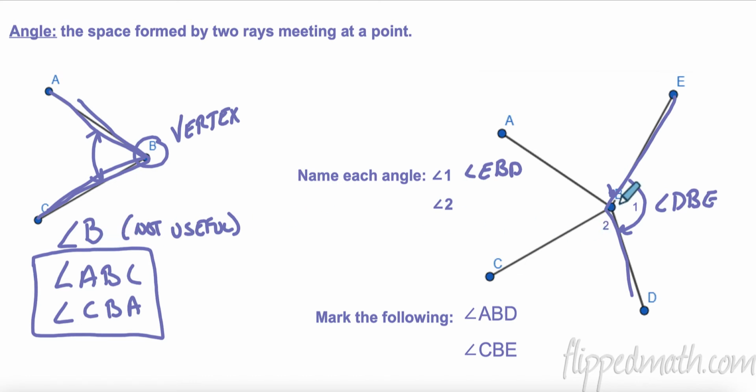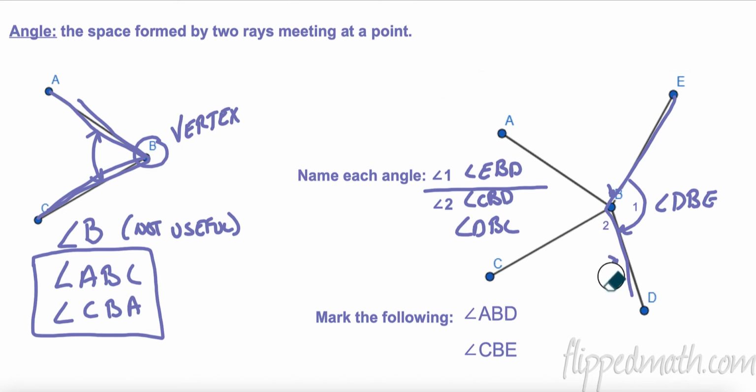Now here's why this was not very useful. If I call this just angle B, how many angles are there at angle B? Well, I could do this angle, or this angle, or this angle, or that. There's a lot of angles here at B. That's why we need 3 points to name this angle. Let's do angle 2. Angle 2 is right here. So angle 2 is CBD. It also could be going backwards, DBC. Those are the 2 for angle 2.